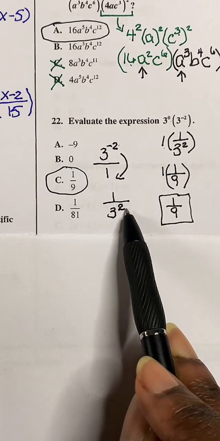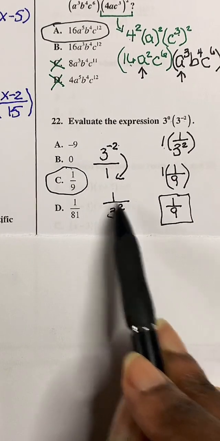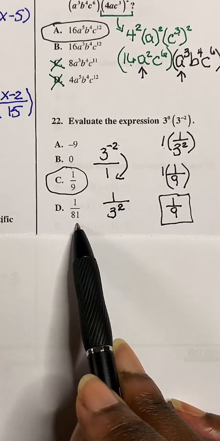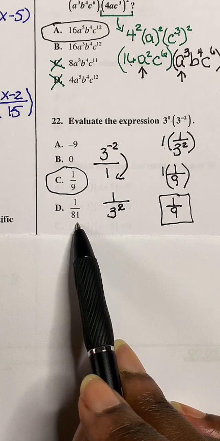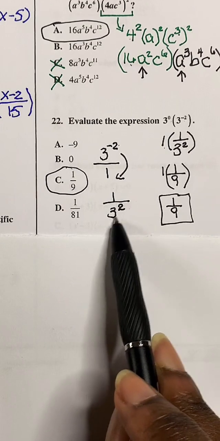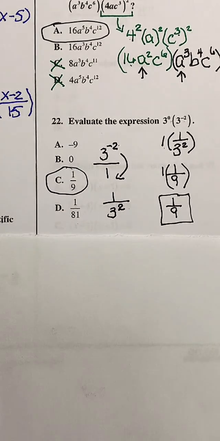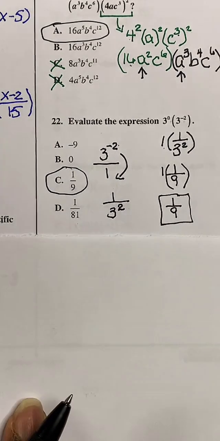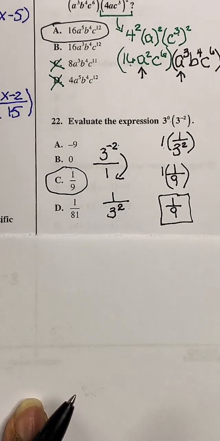So now you've got 3 raised to the 2nd power. That's not 6. Good thing, because we don't have 6. But trust me, people, 6 will be one of your options. Got to remember 3 to the 2nd power gives us 9. All right, okay, not a problem.